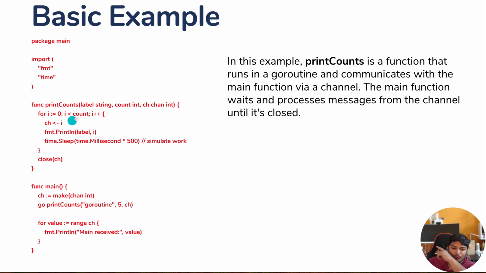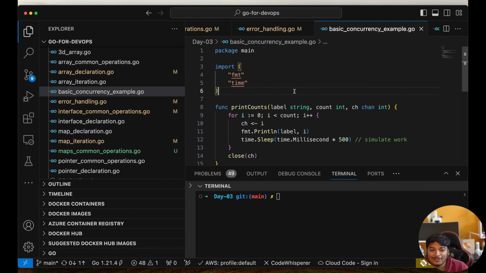In this example code that you see here, printCount is a function that runs in a Go routine and communicates with the main function via the channels, okay. And the main function waits and processes messages from the channel until it's closed, okay. Let me show you practically in the code itself. The basic concurrency example you will find in the basic_concurrency_example.go file.